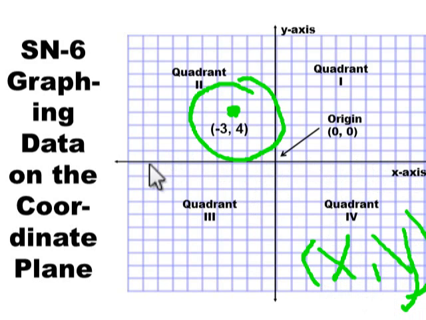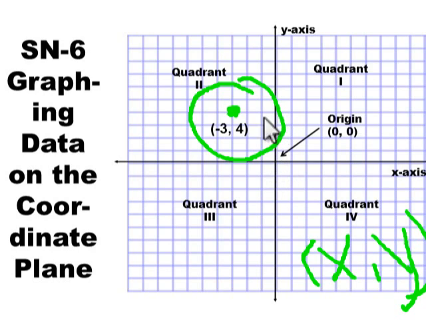So along the x-axis, we're counting from 0. We're going to count 1, 2, 3 places to the left. So that's where I came up with -3. And then the reference along the y-axis, I had to go 1, 2, 3, 4 up.